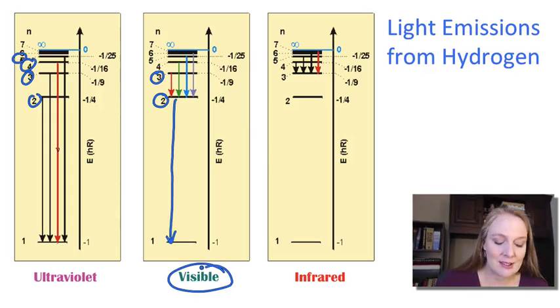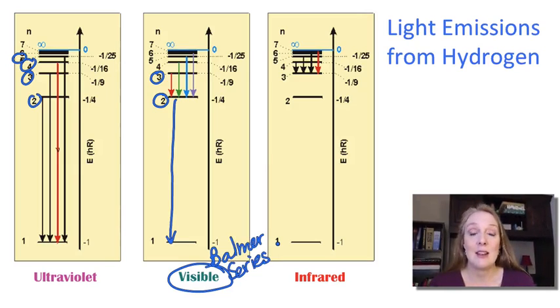The emissions that we see in the visible region are called the Balmer series, and these other emissions also have names, but it's the Balmer series that we were observing in the demonstration.